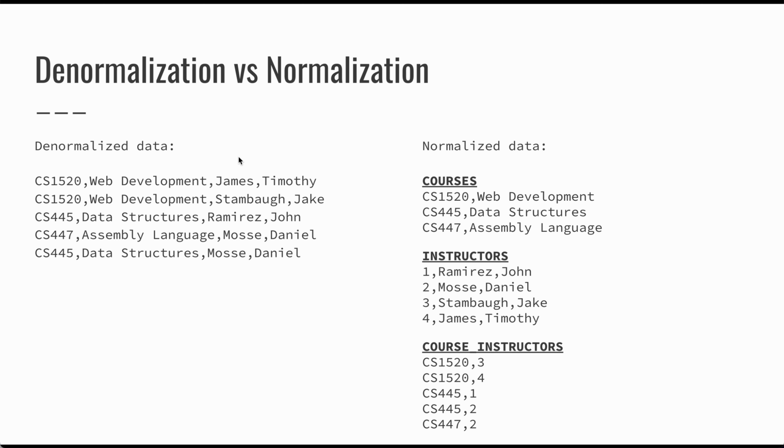However, updating is maybe not quite as efficient that way. So when you normalize data, and you look here on the right, we have the data separated out into courses and then into instructors and then into course instructors to associate the two. When you normalize the data, updating becomes much easier. So if we look at the data on the left, if we wanted to update the name of the web development course, we'd have to update at least 2 records. Whereas on the right, the normalized data, if we want to update the name of the web development course, we'd only have to update 1 record.